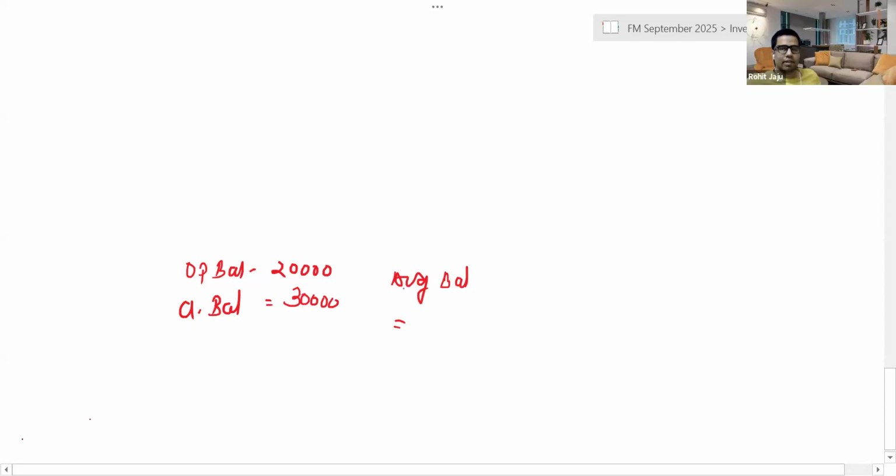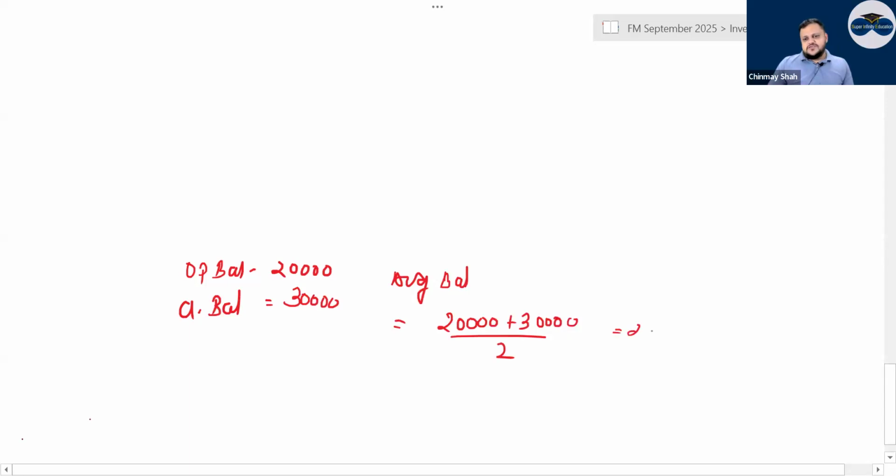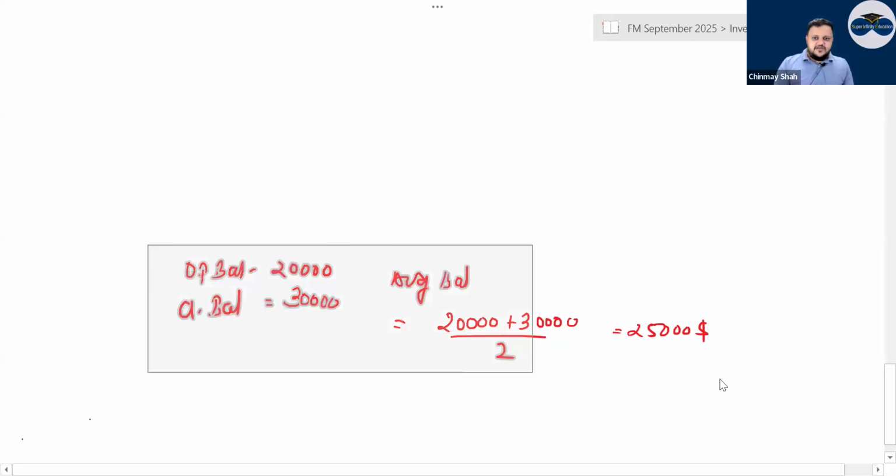Opening plus closing divided by 2. Everybody okay? Anyone who does not know this? Average is opening plus closing divided by 2. The logic is only such. 20 plus 30 by 2, how much is it? 25. Correct again? Any problem with this? Tell me. No. Then come to this part. One second, hear me out.